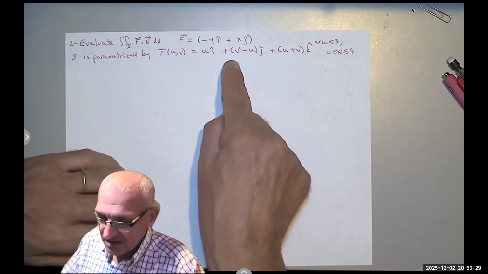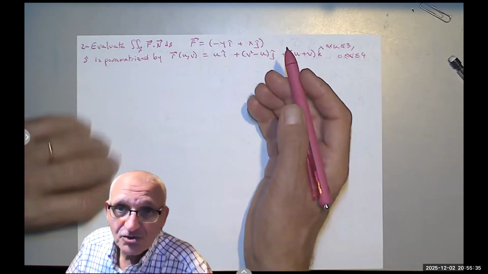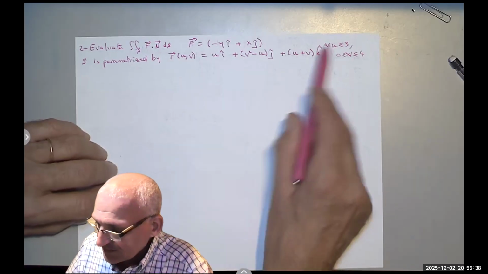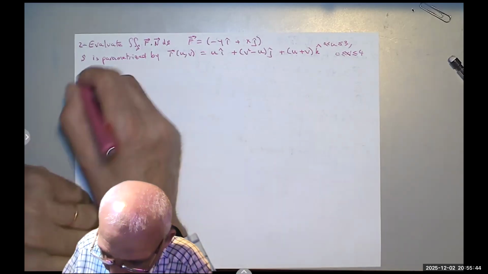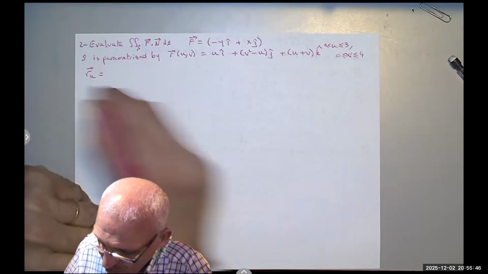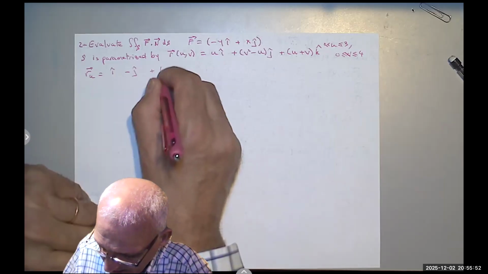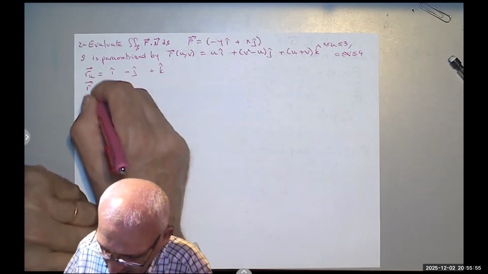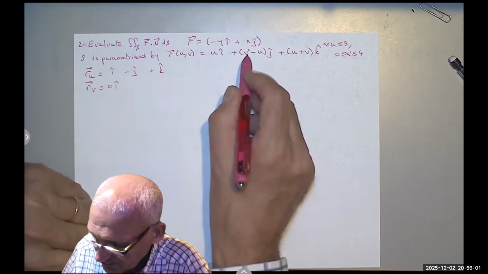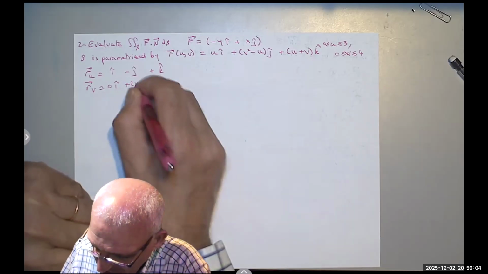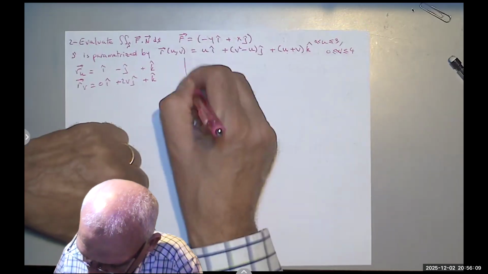Or negative y would be u minus v squared. Anyway, let's see how we are going to do that. They give you u goes from 0 to 3 and v from 0 to 4. So the first thing we do is to take the derivative of r with respect to u. So I get i minus j plus k. And r_v, there is no v here, so 0i plus 2vj plus k. Then you perform the cross product.